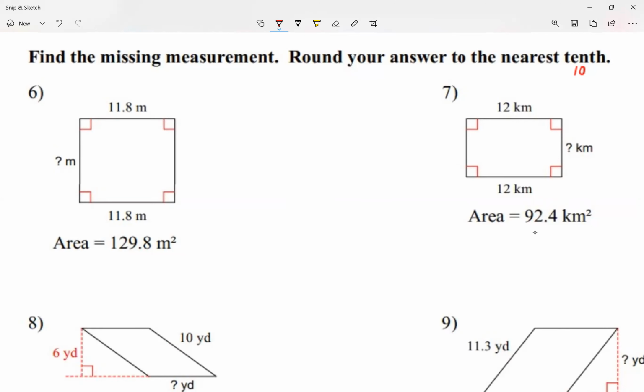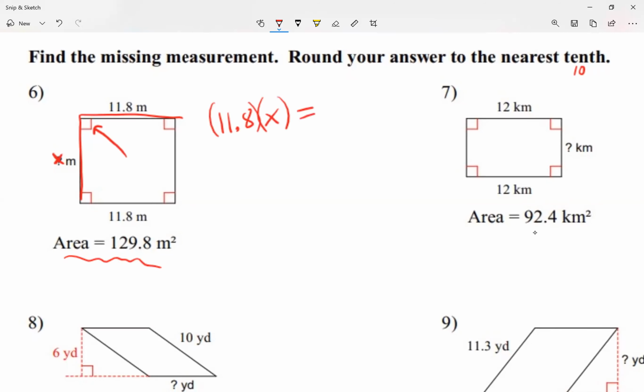All right, so I know for me to get area, I will look at a 90-degree angle. So it's right here. The two numbers that meet here are 11.8 and this other side, which I don't know how big that is, right? It's find the missing measurement. I have to find that. Every time we don't know the value of something, we replace it with a letter. So let me call this X. And then I'm told that the area is 129.8. I know that if I multiply these two numbers, 11.8 times X, those two measurements will give me the area.